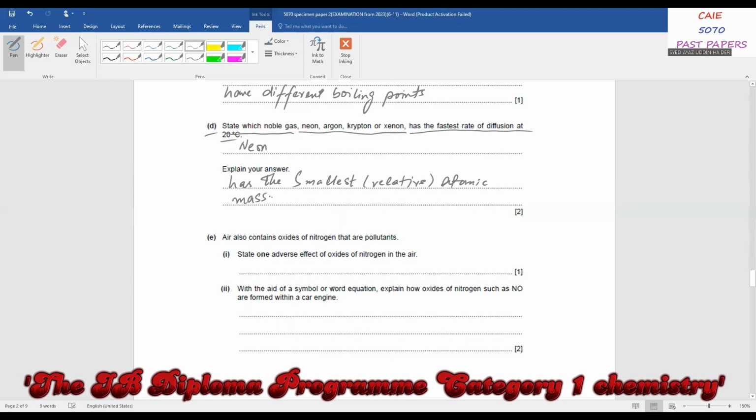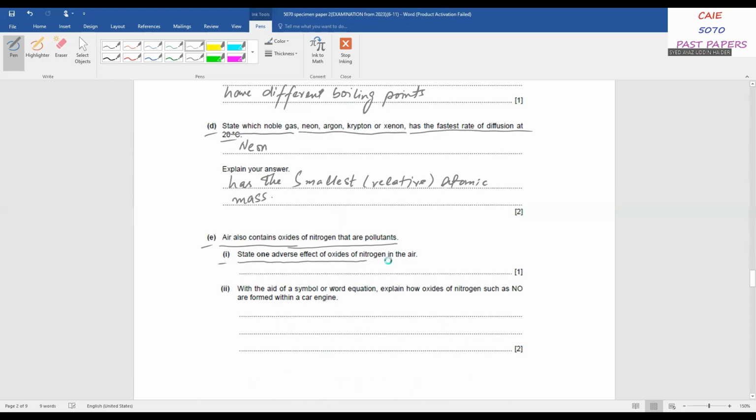The air also contains oxides of nitrogen that are pollutants. State one adverse effect of oxides of nitrogen in the air. Photochemical smog or acid rain. You are even allowed to write ozone depletion.